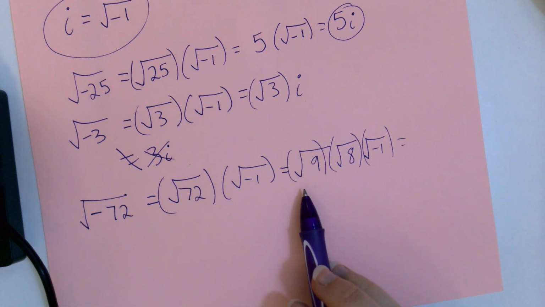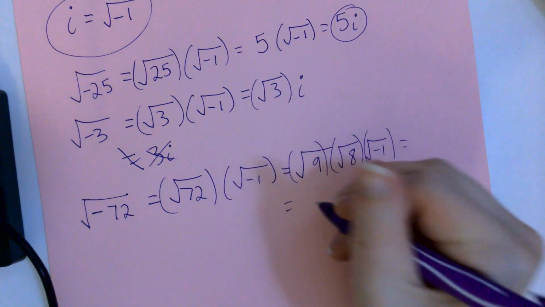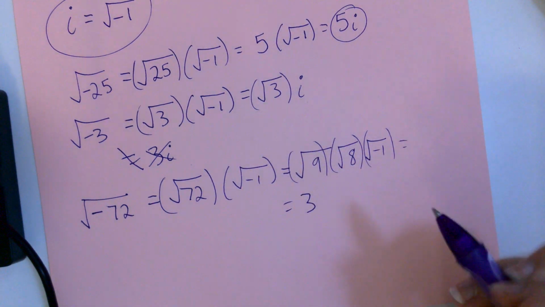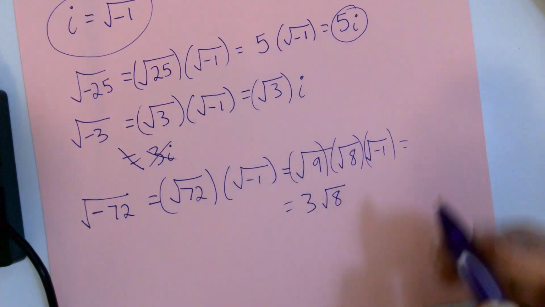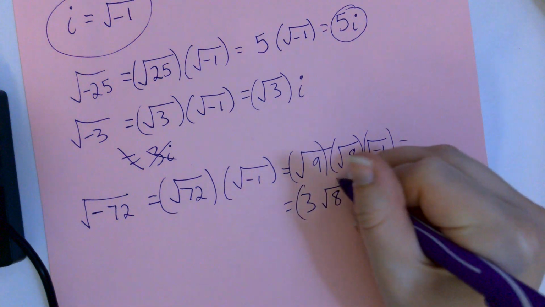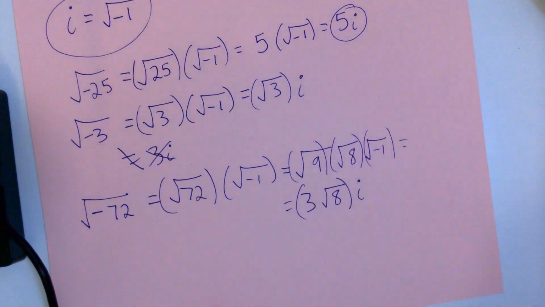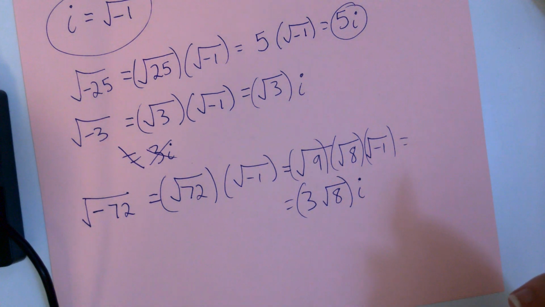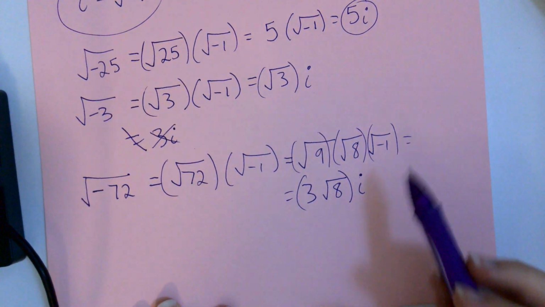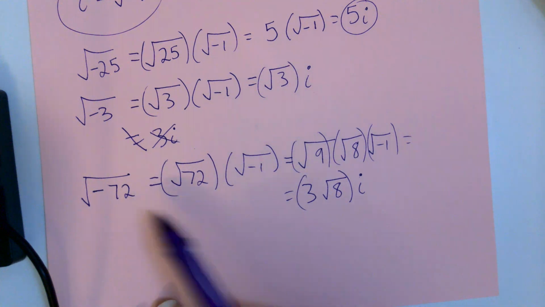Now we have the square root of 9 is 3, and then we still have the square root of 8. So 3 square roots of 8 is how we would say that, times i. So that's how we would write these square roots of negative numbers in terms of i.